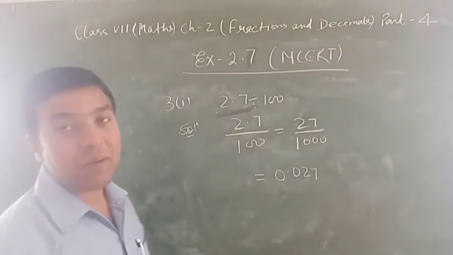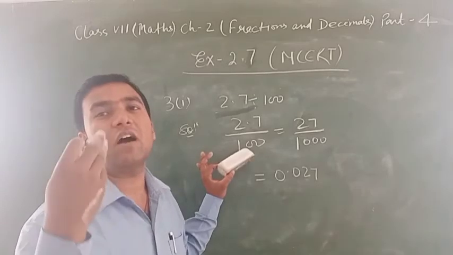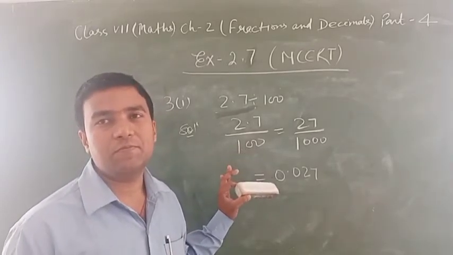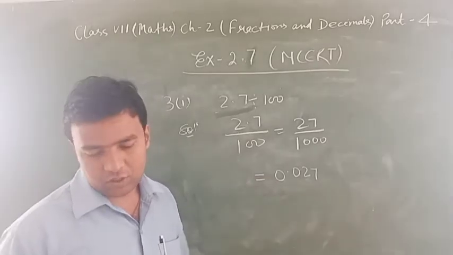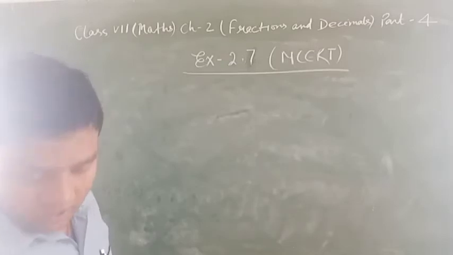Question number 4 is given upon 1000. Here 100 was given, so there 1000 is given. The process will be the same. Clear? You can do question number 4. Question number 5, 6, I am telling you. Note down this. Question number 5.